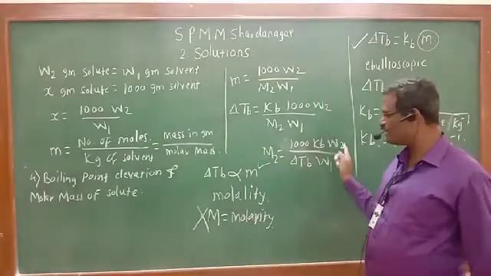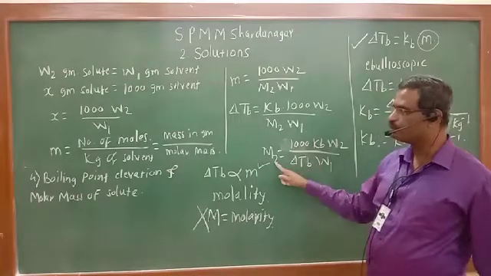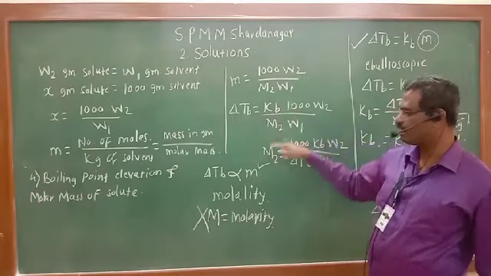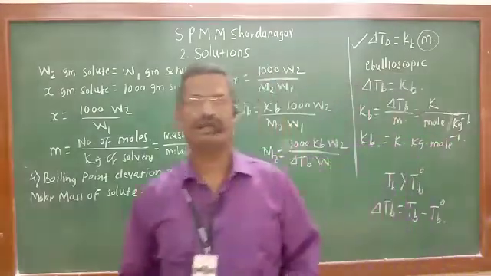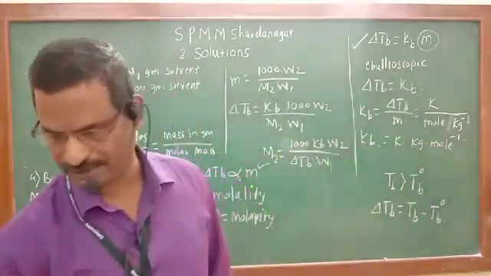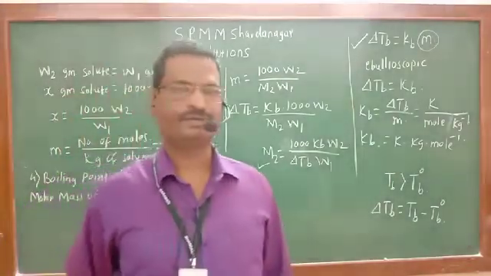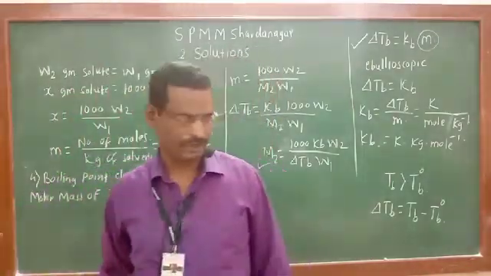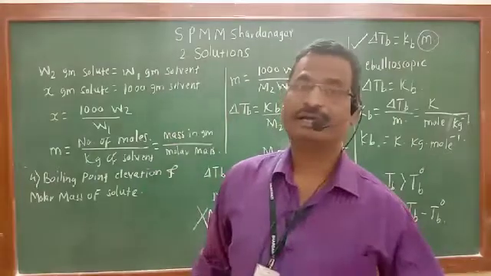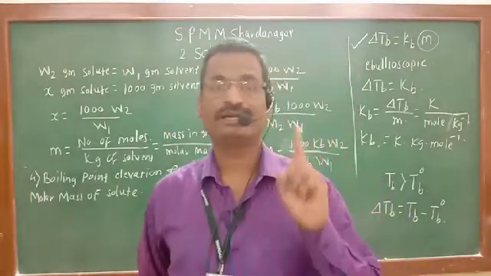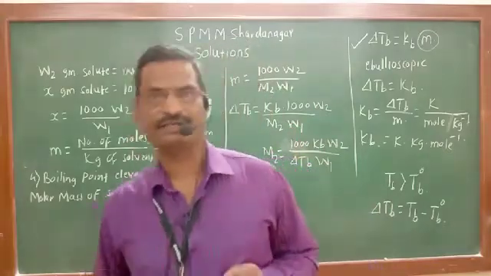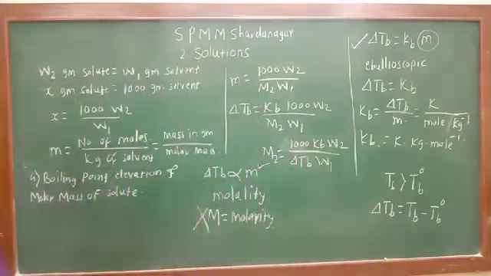Knowing this data, we can calculate M2, the molar mass of solute, which is the ultimate or final aim of colligative properties. So with that, we have completed the second colligative property. In the next lecture, we will see the third colligative property, that is depression of freezing point.